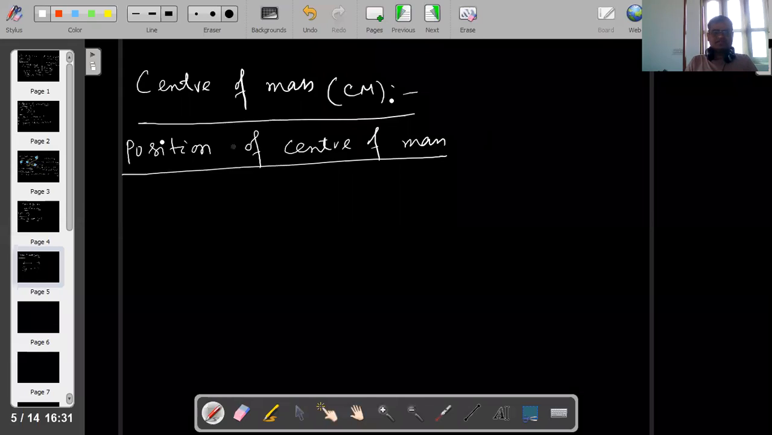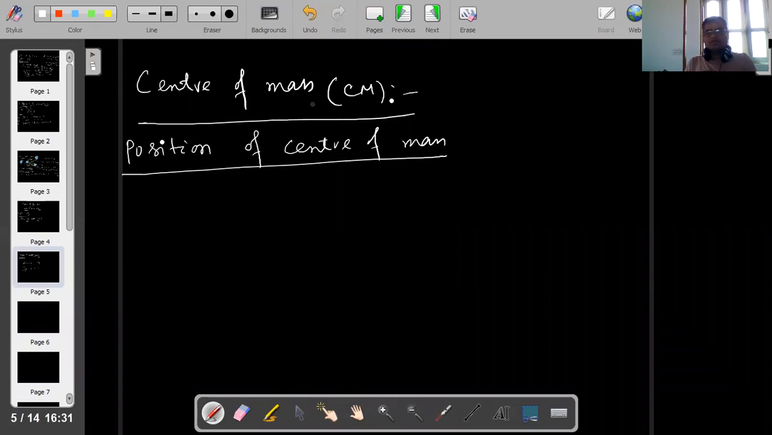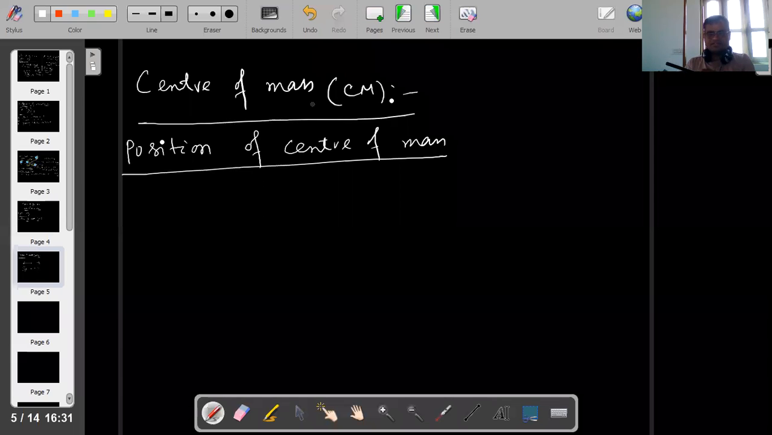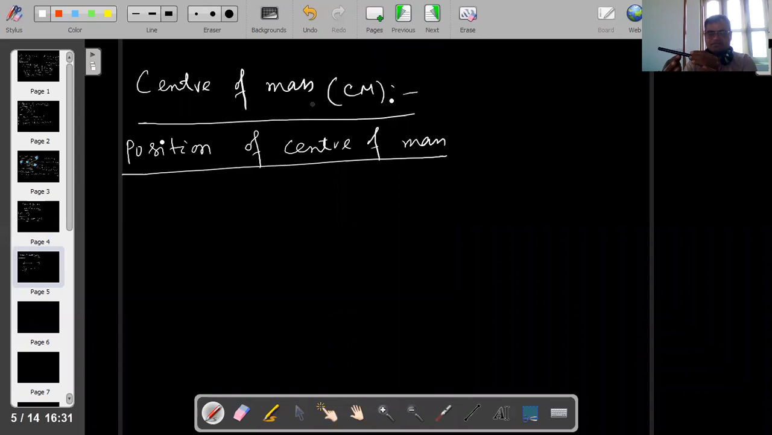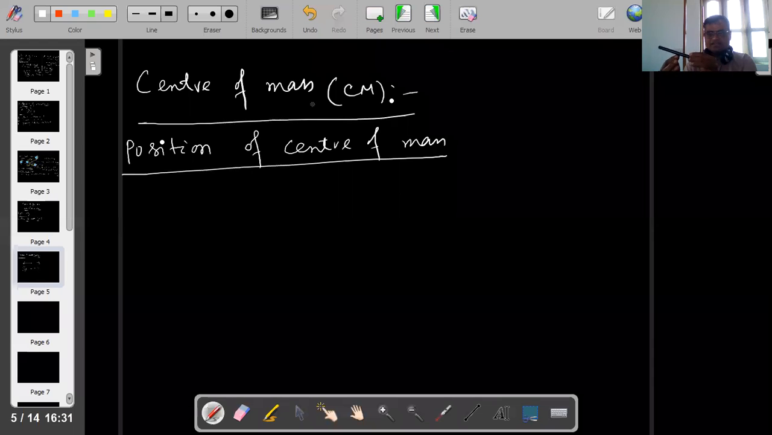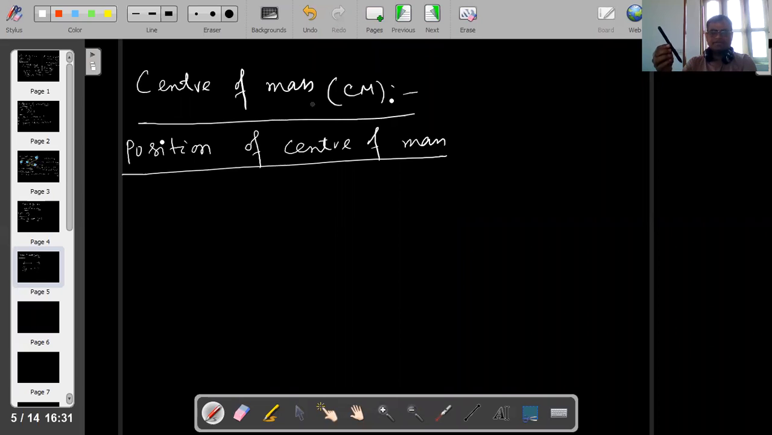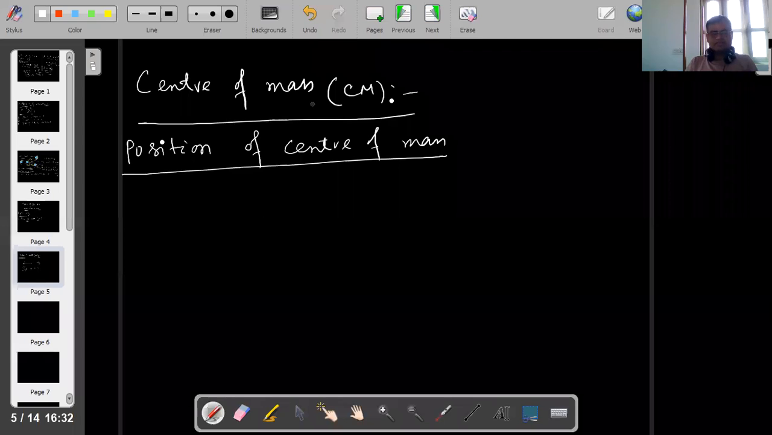Center of mass: this is the point where the whole mass of the body is said to be concentrated. The entire mass of the body is said to be concentrated at this point. The motion of this point gives the motion of the whole body. Clear? Now I have to find the position of the center of mass.